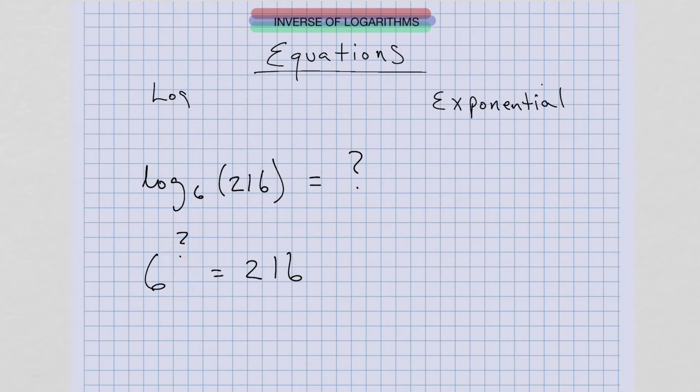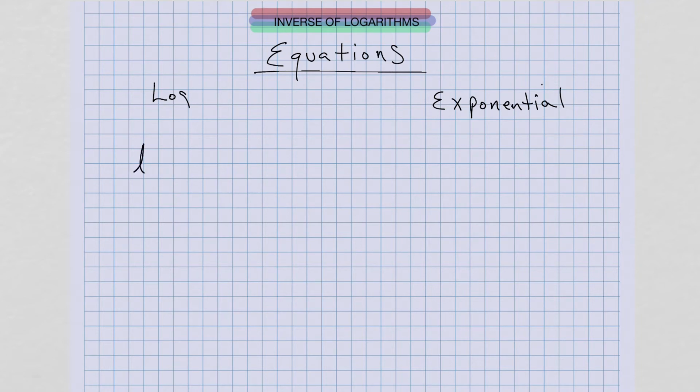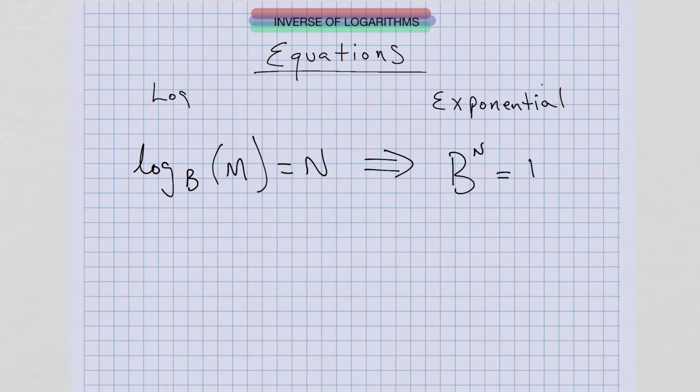This is the unknown. So the first concept, once again, is what I would write down: log base b of some number m equals n. What that means is base b raised to the nth power equals m. This is what I would write down.